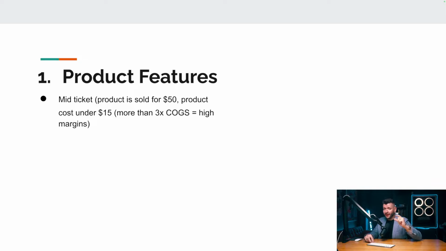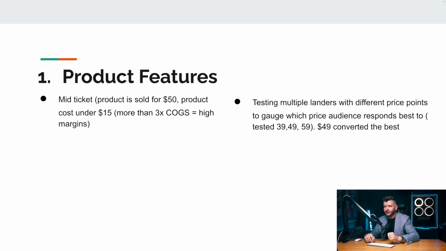And you want to make sure that you have high enough margin to spend money on ads and still be profitable. We're also testing different landers with different price points to see which price audience responds the best to and which price point gets us the best conversion rate. The way we got to $49 is initially we tested the product at $39, then we tested it at $49, and then we tested it at $59. And $49 resonated the best with an audience. We had the best conversion rate, so we stuck with the $49. That gave us the best conversion rate and also the best average order value.